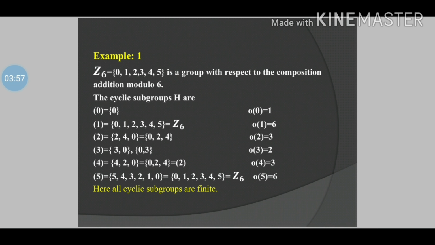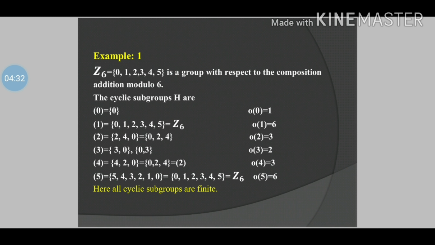Example. This is an example of a cyclic subgroup. Consider Z6, the set 0, 1, 2, 3, 4, 5, which is a group with respect to addition modulo 6. Now we are discussing the cyclic subgroups of Z6. First we take the element 0. Then cyclic 0 contains only one element, therefore the order of cyclic 0 is equal to 1.